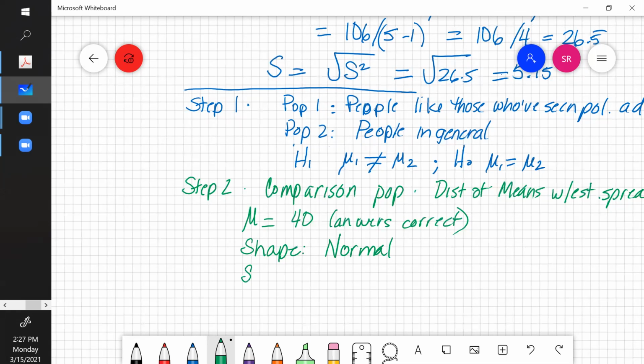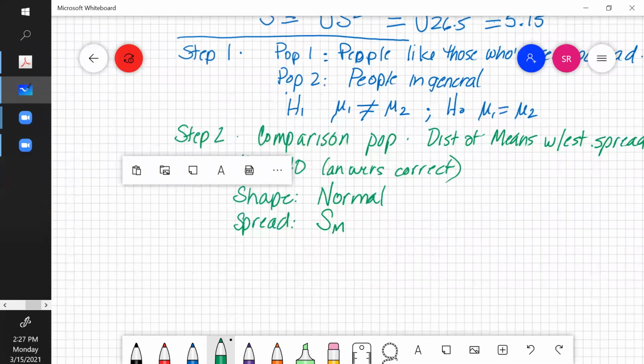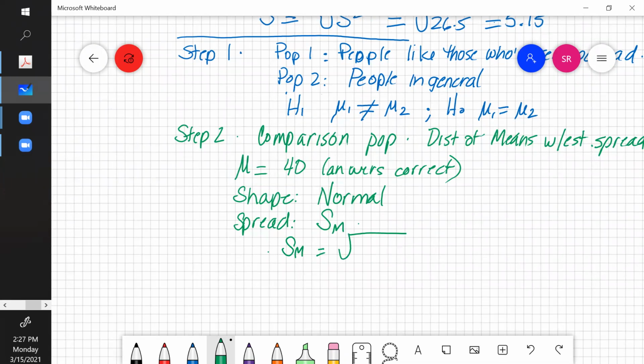And the spread, in this case, is going to be the estimated standard deviation for the distribution of means. Now, we've already estimated the standard deviation for the population of individuals. So to figure out the standard deviation for the distribution of means, we simply take the square root of the variance for the population divided by n.